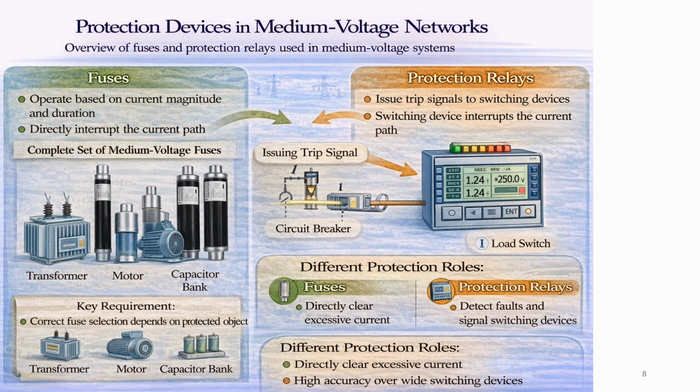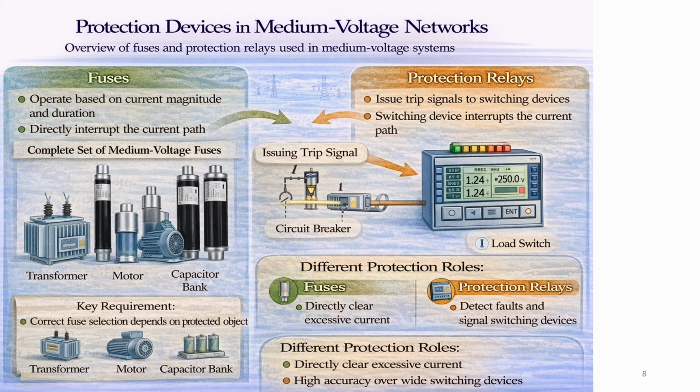This figure shows a complete set of medium voltage fuses from a single manufacturer. Different fuse types are designed for transformer protection, motor protection, and combined transformer, motor, and capacitor protection. Unlike fuse protection, relays do not interrupt the current path directly.